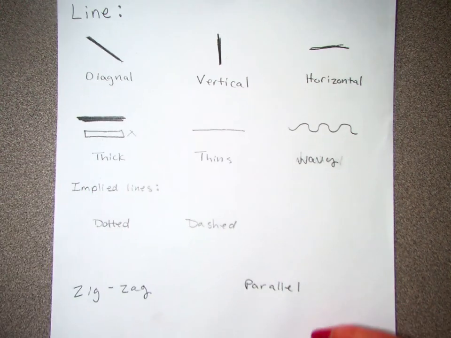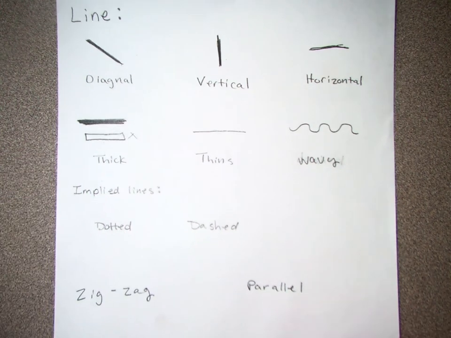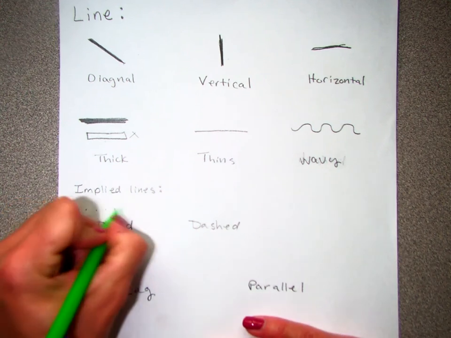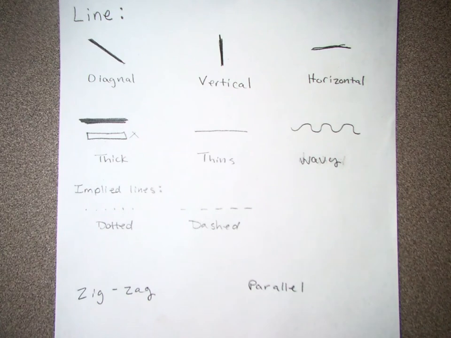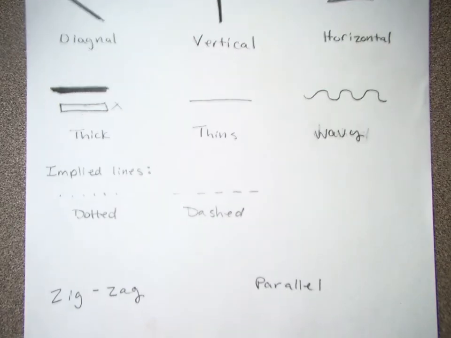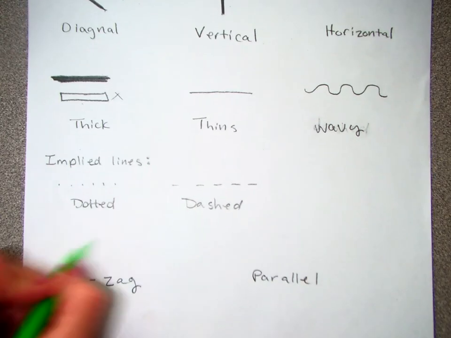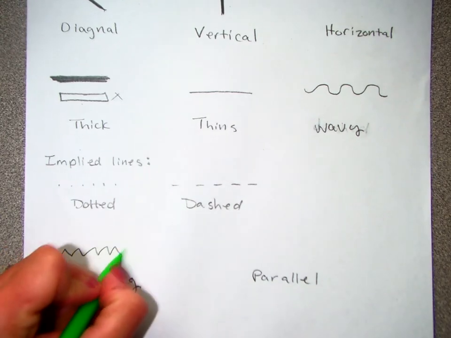Implied lines are lines that are dotted or dashed. That gives the implication that a line is there. So say like if you're thinking of like a bumblebee's flight path, a lot of times they use implied lines to kind of show where they've been. So we have dotted lines, dashed lines, okay? Let me zoom in a little bit. And then we have zigzags, which is much like wavy lines.